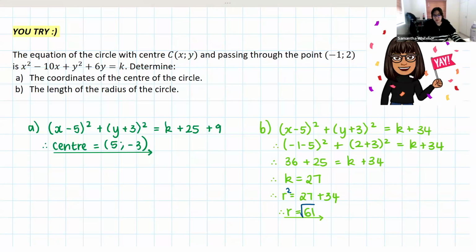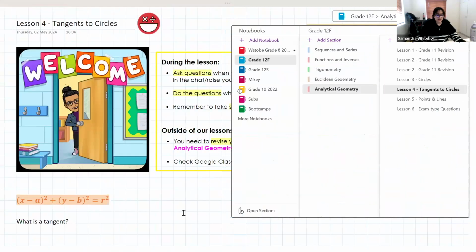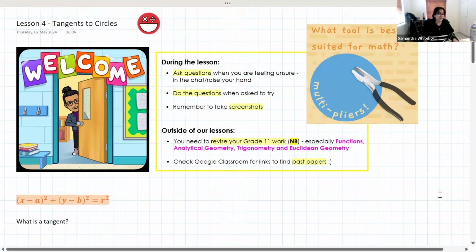Go back to our screen now. Can anyone tell me what a tangent is? So when I say tangents, what do I mean?